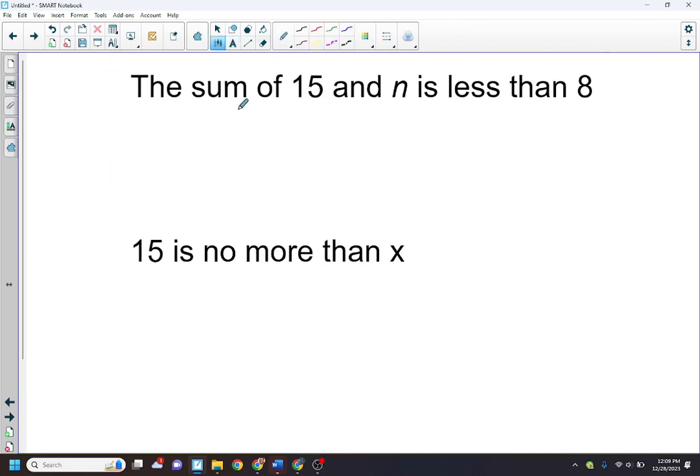So first one here, you need to know your key operation words. Sum is usually adding. Difference is subtraction. Product is multiplication. Quotient is division. Know those. So 15 and n is less than 8. So 15 plus n is less than 8. You're just going to translate the phrase. On the worksheet here, they make you also graph it. I will not make you graph it at the same time. I'll just ask you to translate it.